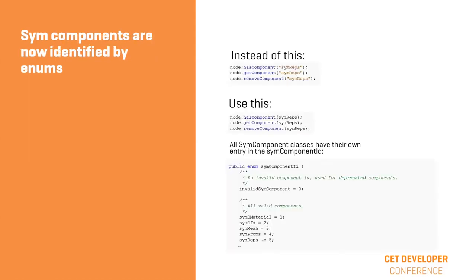This is the same thing, but for components. So again, instead of using a string, use the actual enum. The difference here is that the enum is not field accessible, so you don't have to write sim component ID before. You still can, but you don't have to. So here, for example, we just call node.has component simreps, and it will find the enum value.